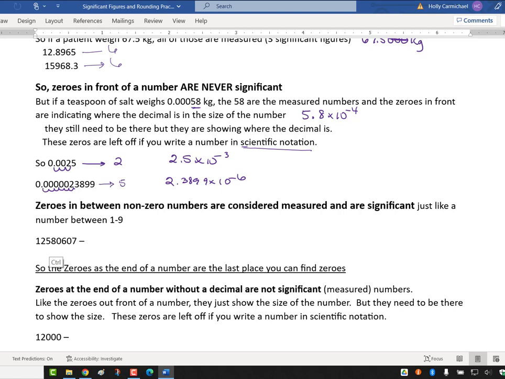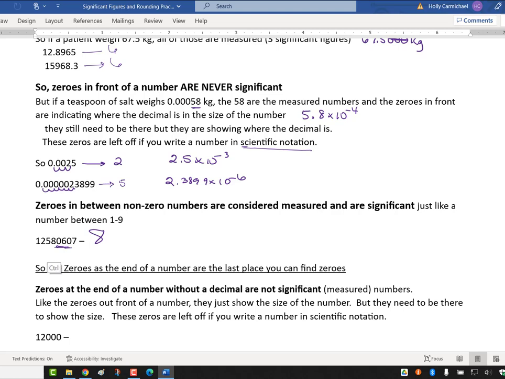Now, zeros in between. If a 0 is in between non-zero numbers, then that's actually measured. So it's measured at a 0. So this would be this 0 and this 0, all of those significant. So that entire number, 1, 2, 3, 4, 5, 6, 7, 8, 8 significant figures in that one.